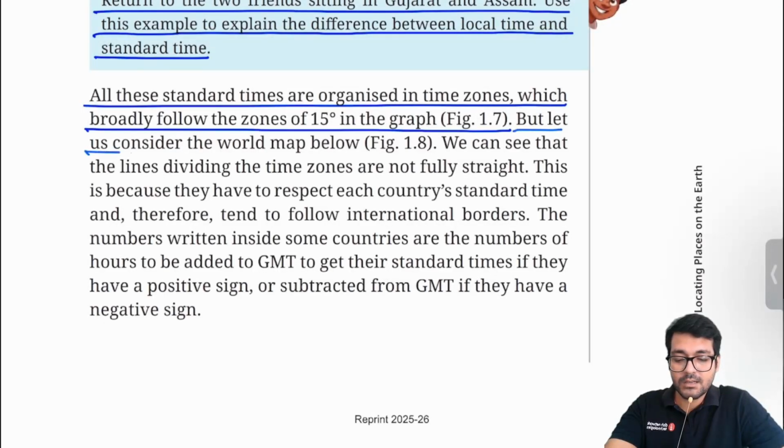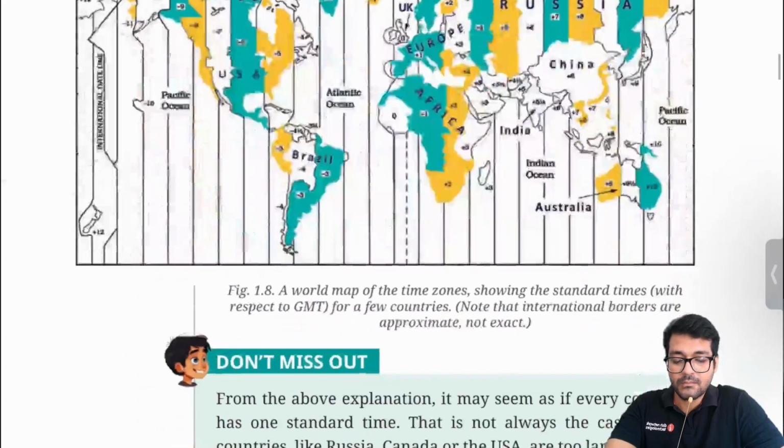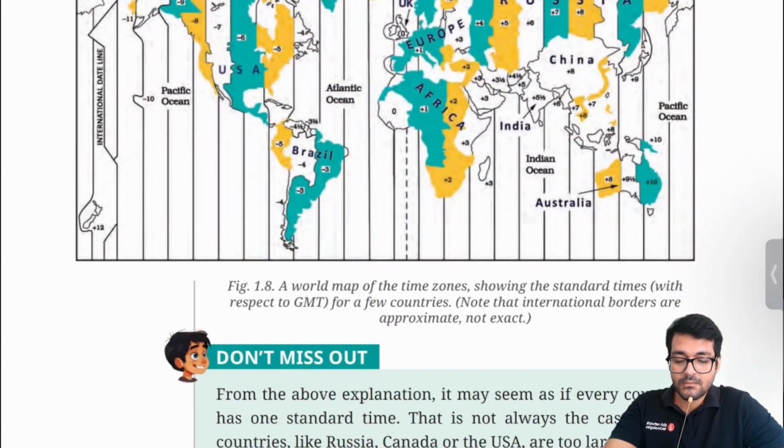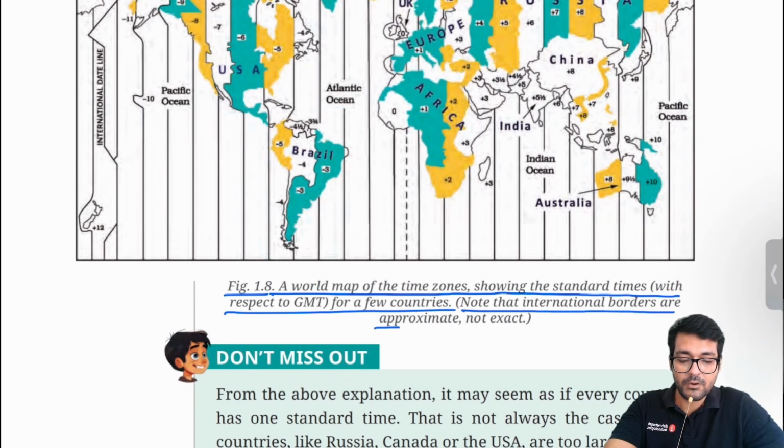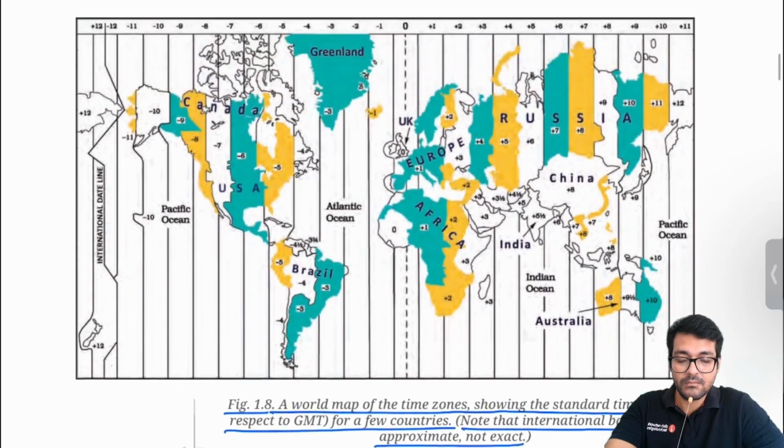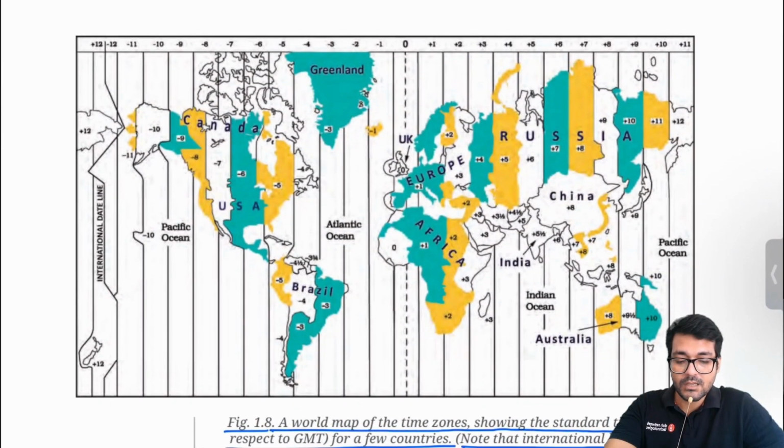But let us consider the world map below, figure 1.8. Figure 1.8, a world map of the time zones showing the standard times with respect to GMT for a few countries. Note that international borders are approximate, not exact. You can see a world map is given here showing different time zones. Countries like Canada, USA and Russia have more than one time zone.